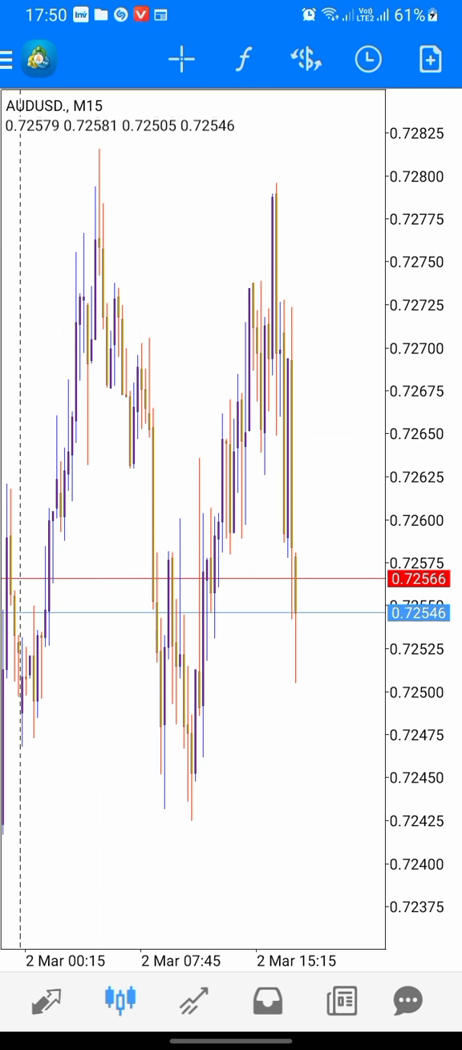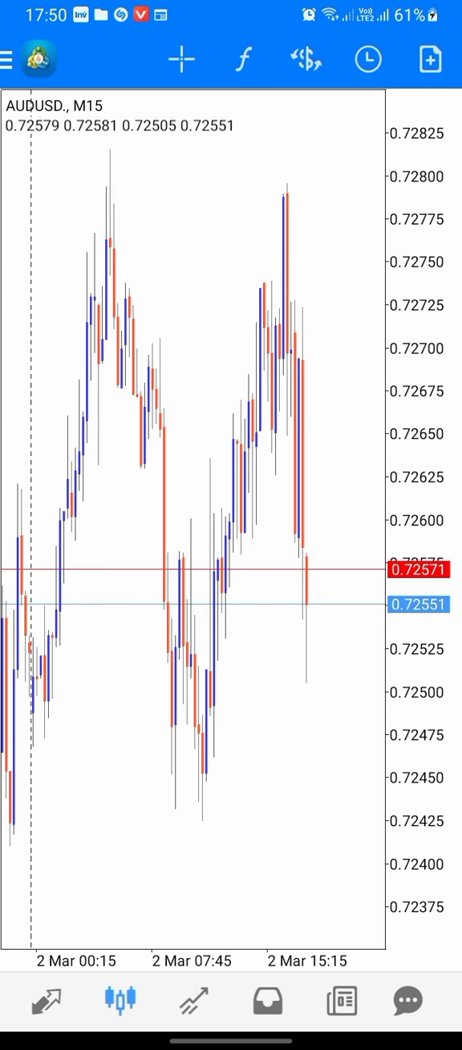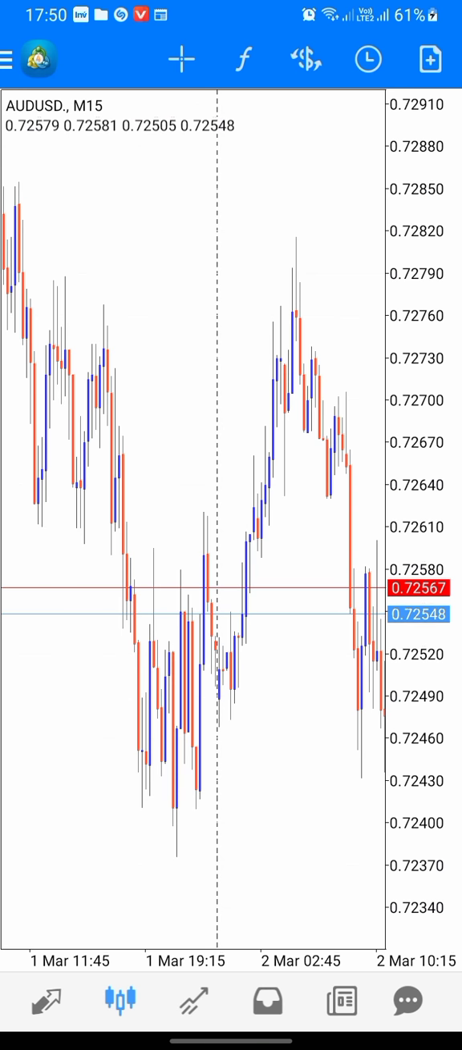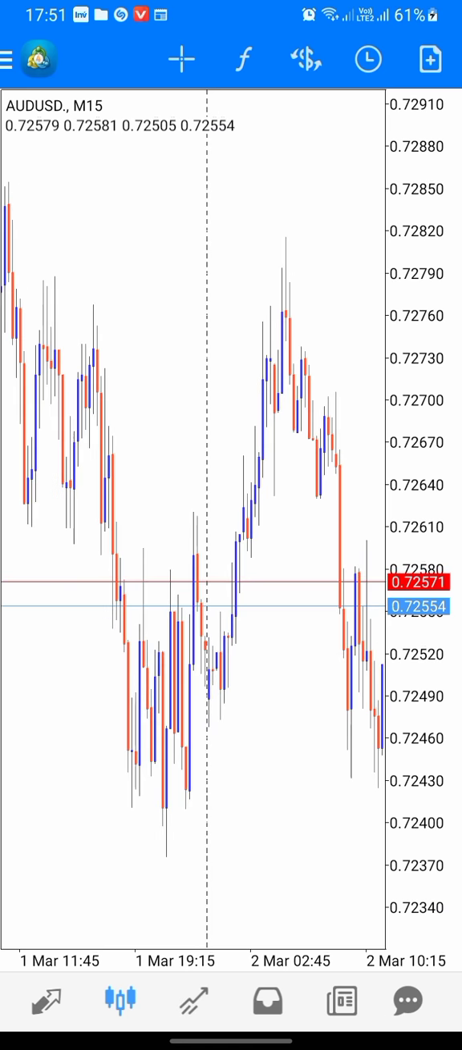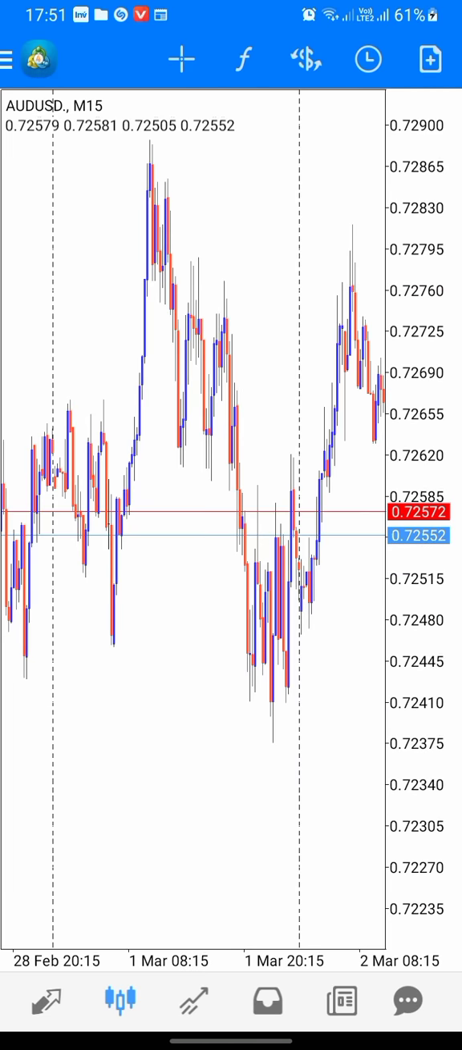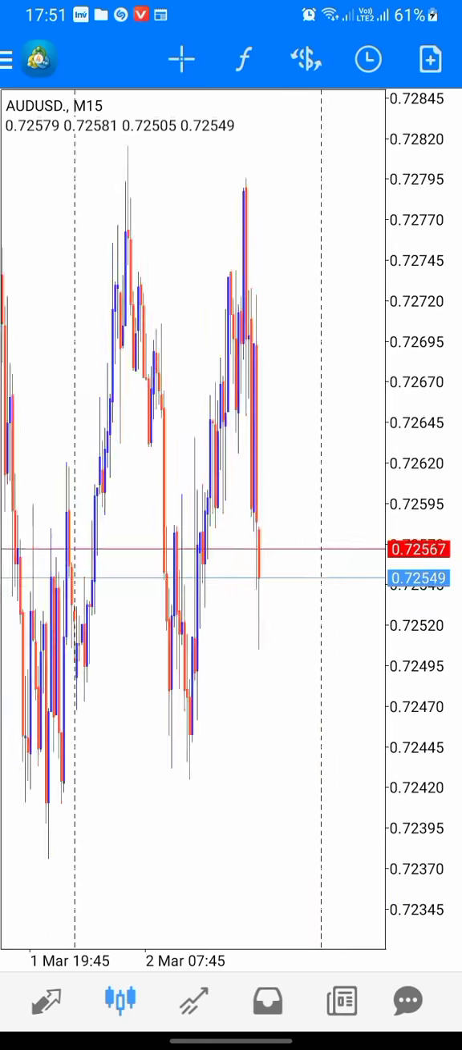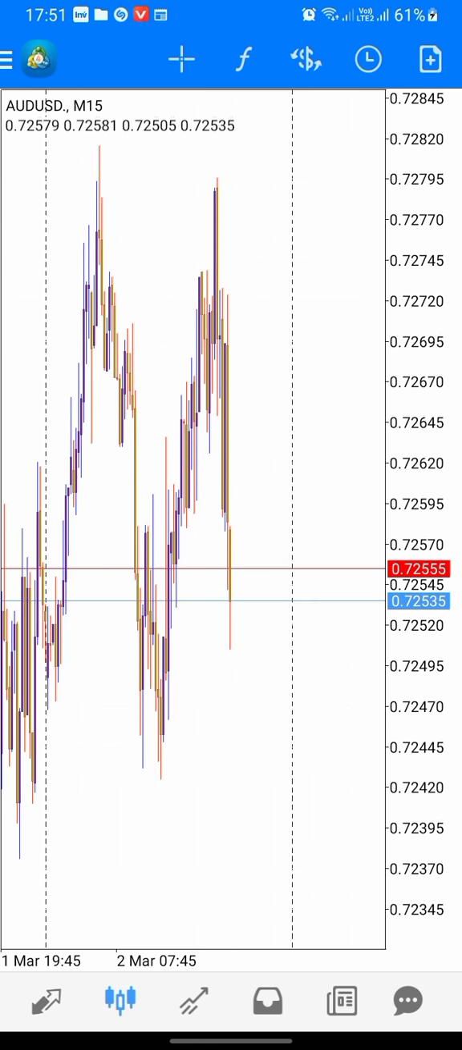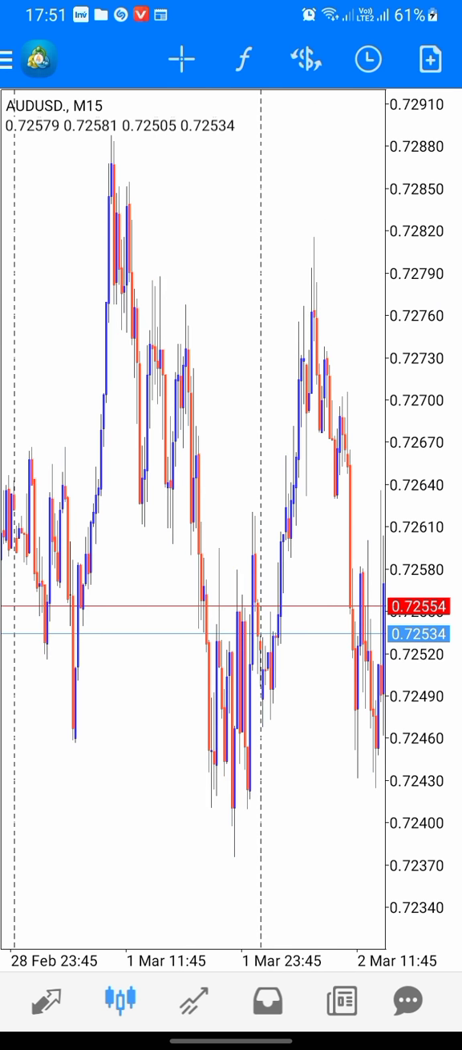Okay, so let's say the market was here. What you are supposed to know is where price will go next. So there's a thing called analyzing. You analyze, you look at the previous information on the chart so that you can predict the future information. Okay, let's say the market is here.